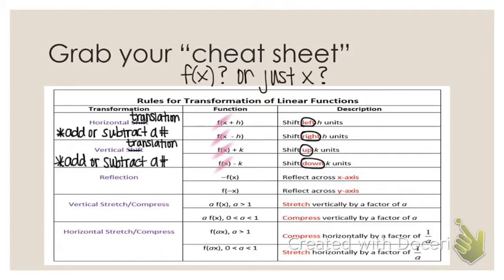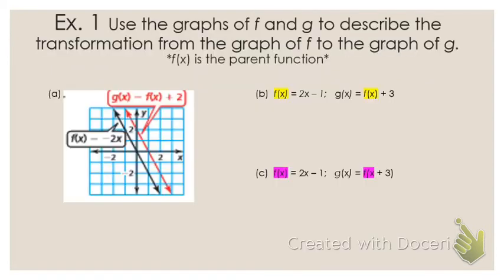Now, this is all you can have on your cheat sheet. So if you've added any circles or any arrows, erase them. This is the only thing that I will allow you to have on your cheat sheet. Now, keep it right there because we're going to work some problems.